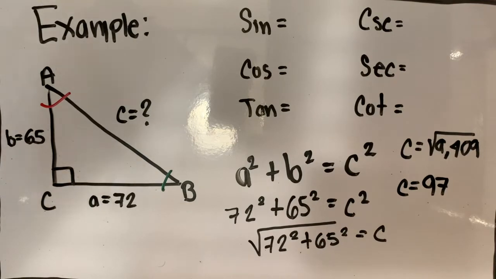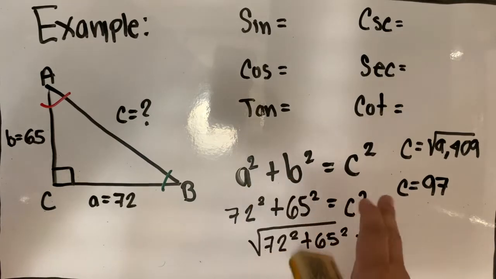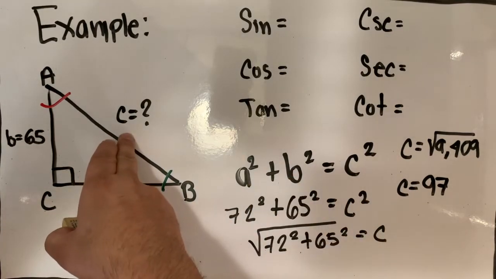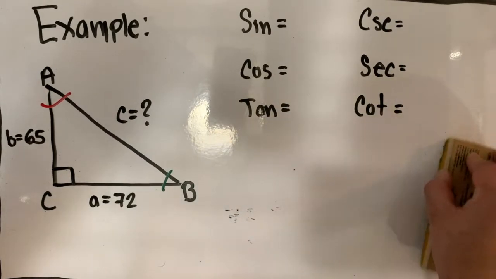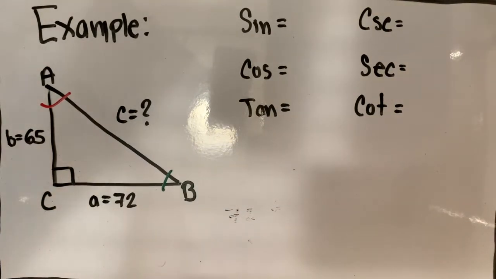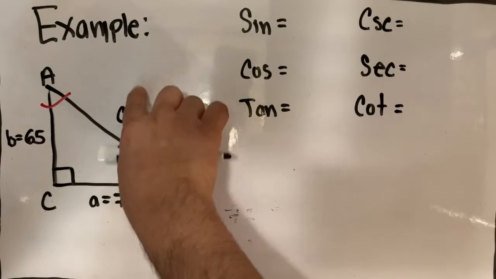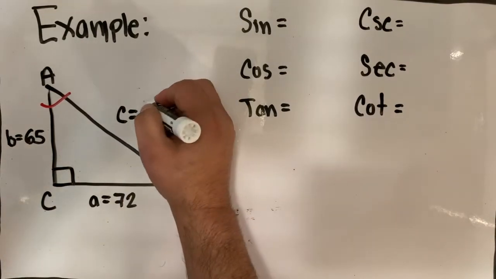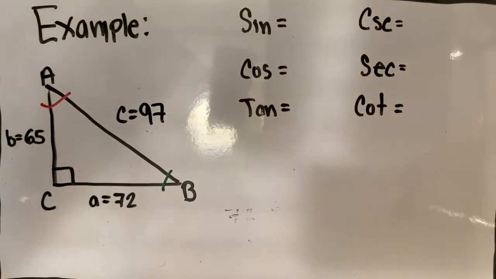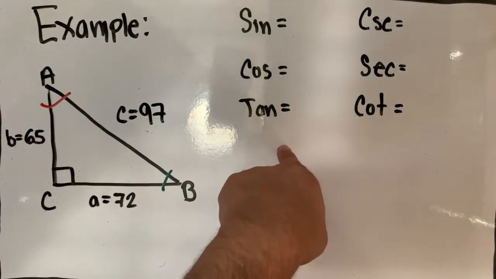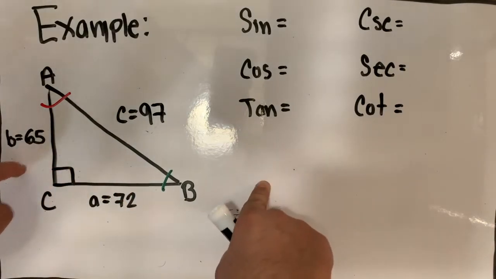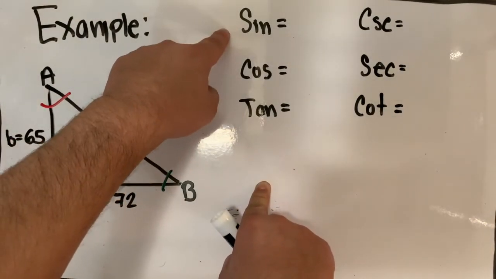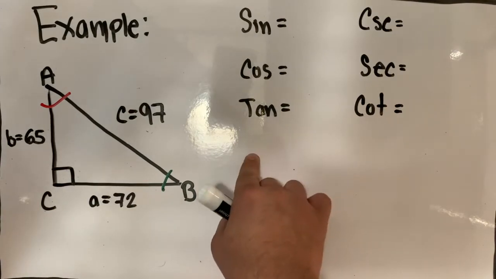So, using the Pythagoras theorem, I find out that the letter C, that is the hypotenuse, is equal to 97. I'm going to erase this question mark right here, and I'm going to write 97. Now I have all the side values that I need for the trigonometric functions. Now let's start. Remember that sine is equal to opposite over hypotenuse.